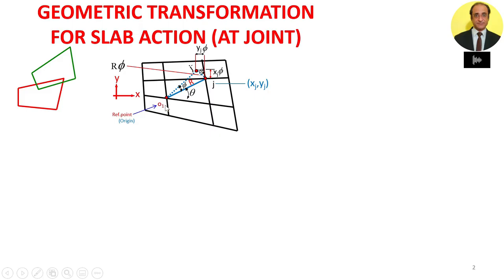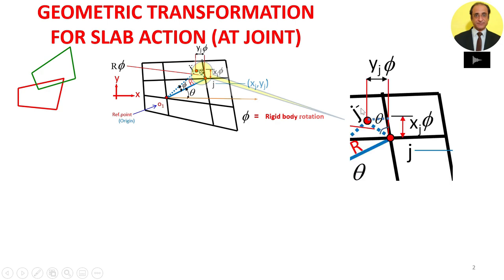All we need to now do is express the displacement of any arbitrary point, say j, in terms of the displacements of the reference point. So for this purpose, all we do is join the point j with the reference point, and if the floor system undergoes a rigid body rotation phi, and assuming that phi is very small, then the arc length and the tangent lengths can be considered the same. If we just zoom this portion, then this is how it looks.